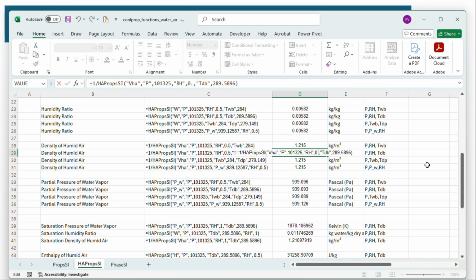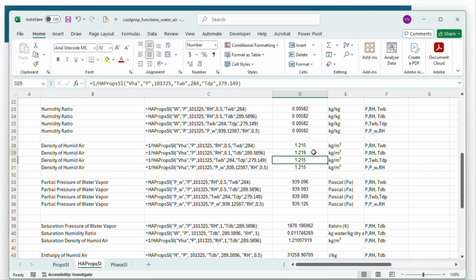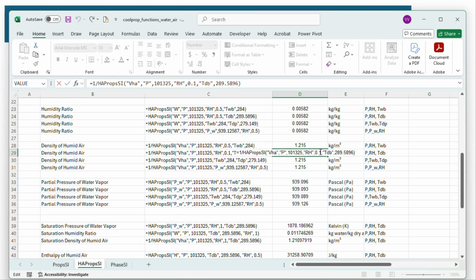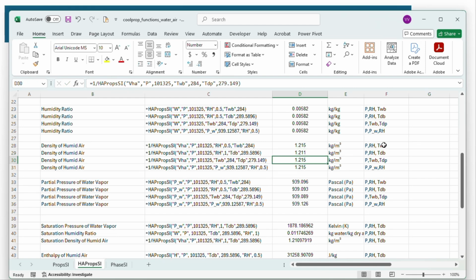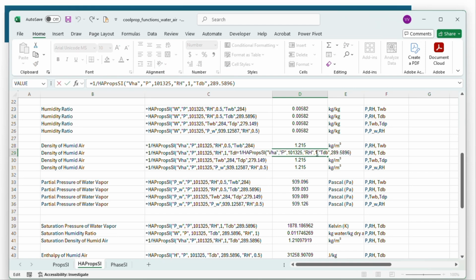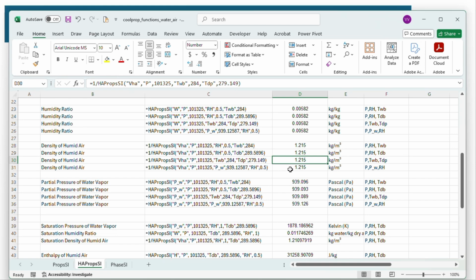If I decrease it to almost 10% humidity, you can see that when humidity decreases, density increases. And if I increase the humidity to almost 100%, then you should have the lowest density. So it decreased to a lower value. So that's how humidity affects the density of the mixture.